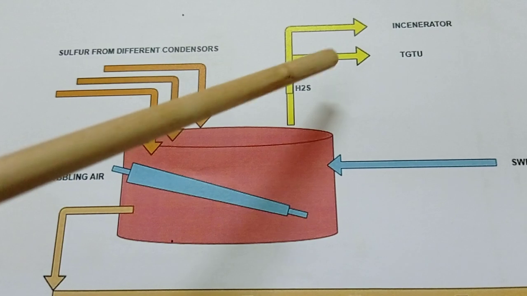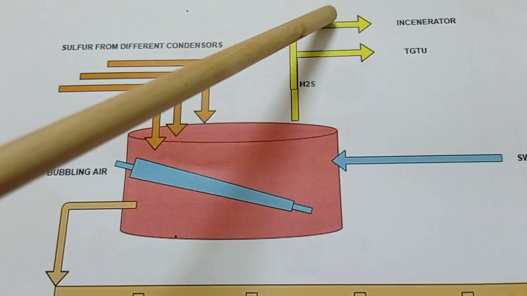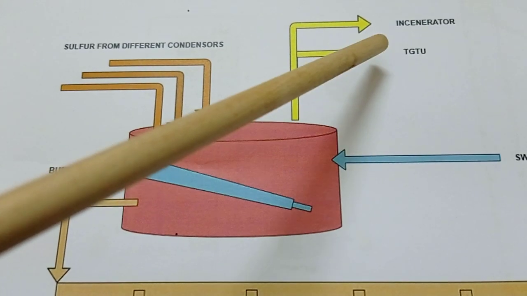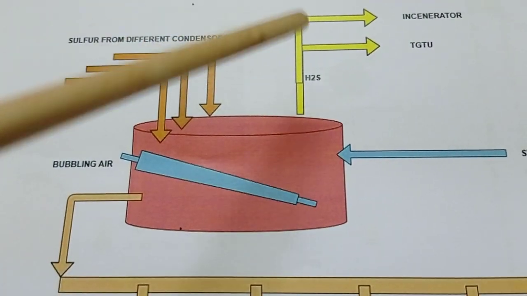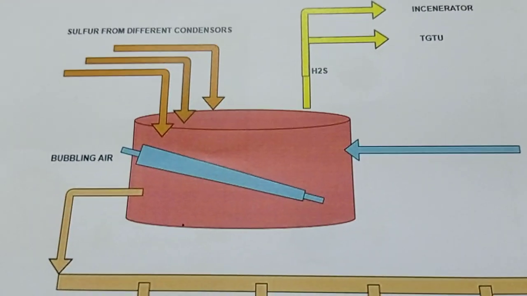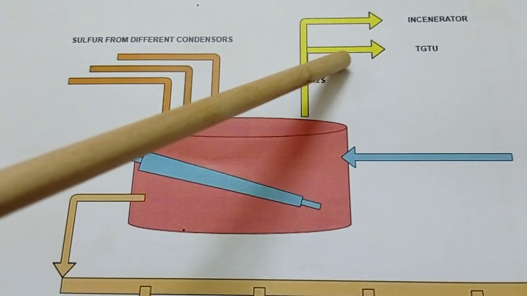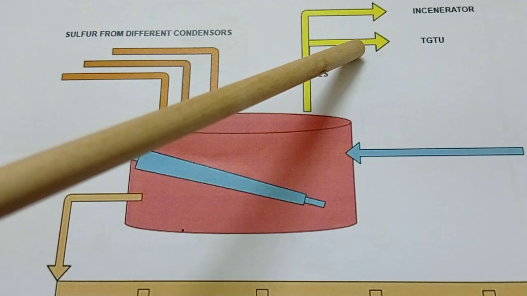So if more gases are generated, you close the valve to the incinerator and all the gases will go to the TGTU, where they will be recovered and sent back to the Claus reactor. So this provision is given. Generally it is not used, just given for future purposes.